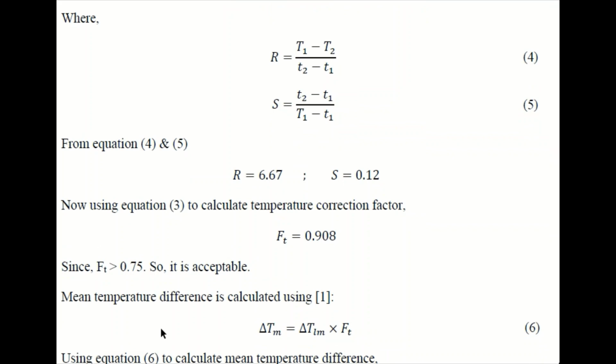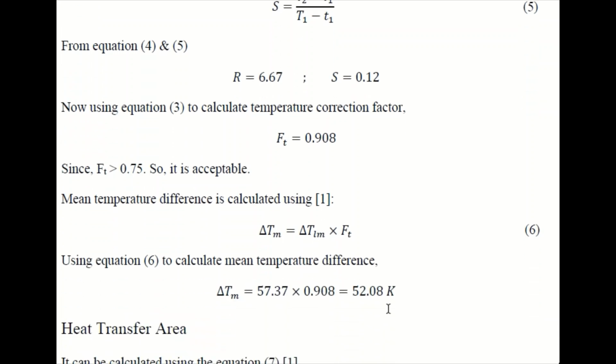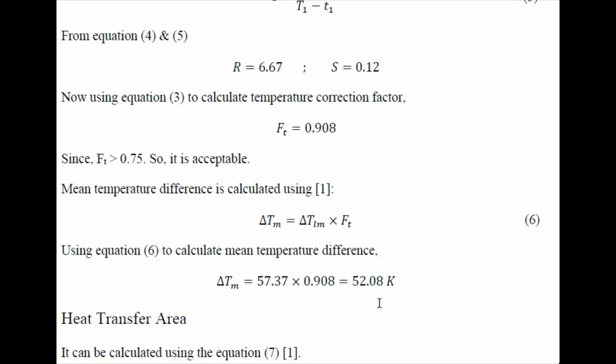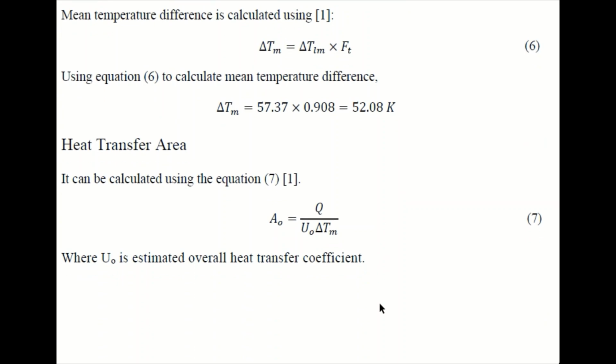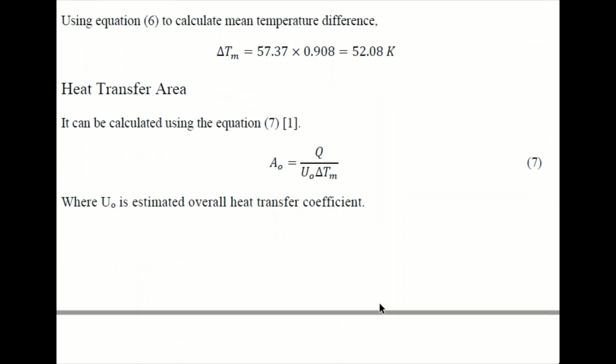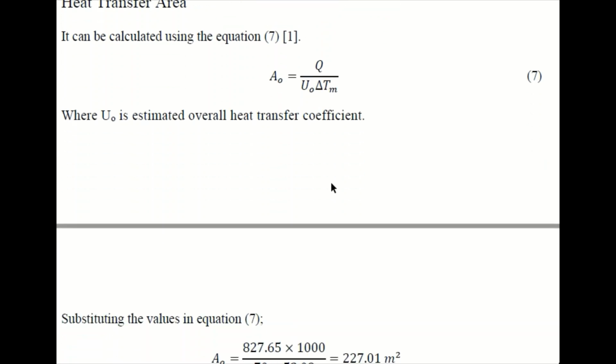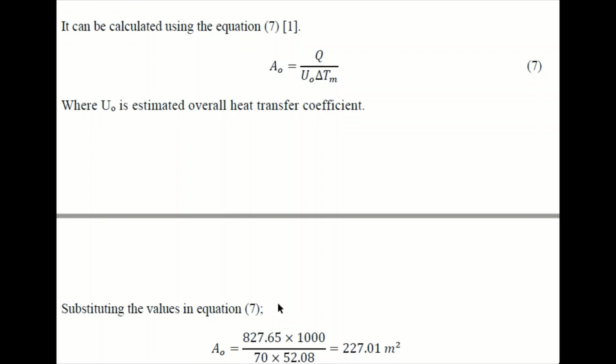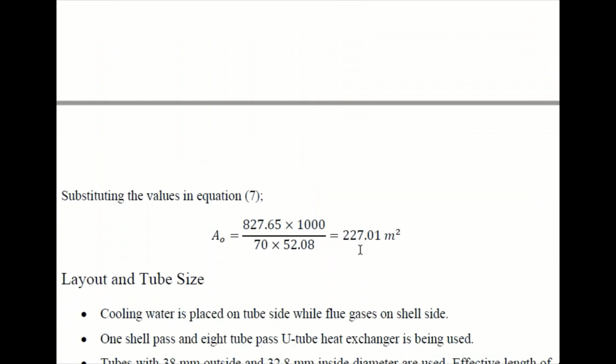Okay, so then we need to calculate the mean temperature difference, which is basically this correction factor multiplied by the log mean temperature difference. So finally we obtain the mean temperature difference as 52.08 Kelvin. Then we need to calculate the heat transfer area required, which is basically Q is equal to U A delta T. So rearranging we can get the overall heat transfer area. We obtained it as 227.01 meter square.